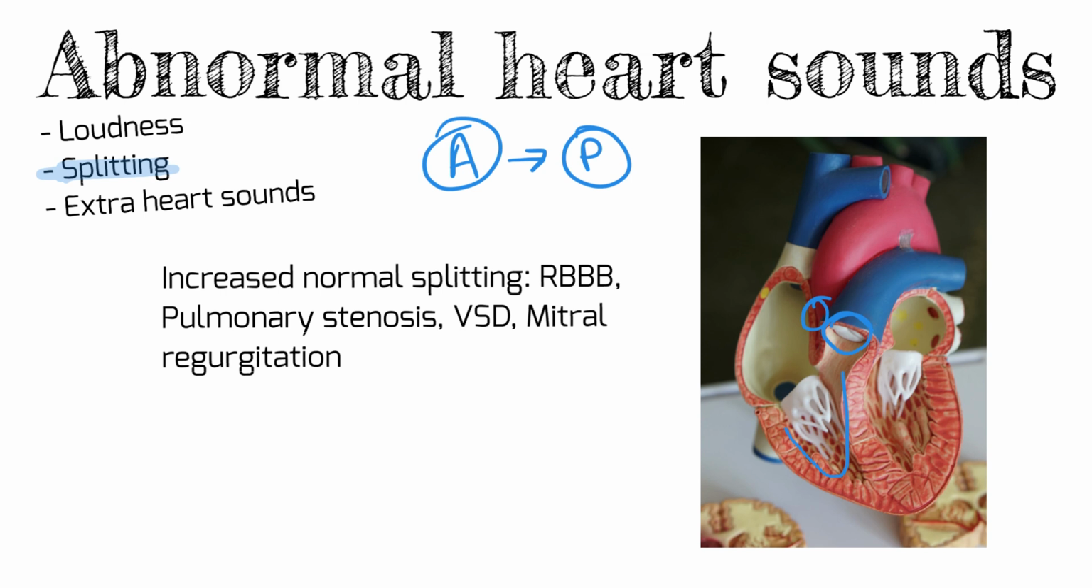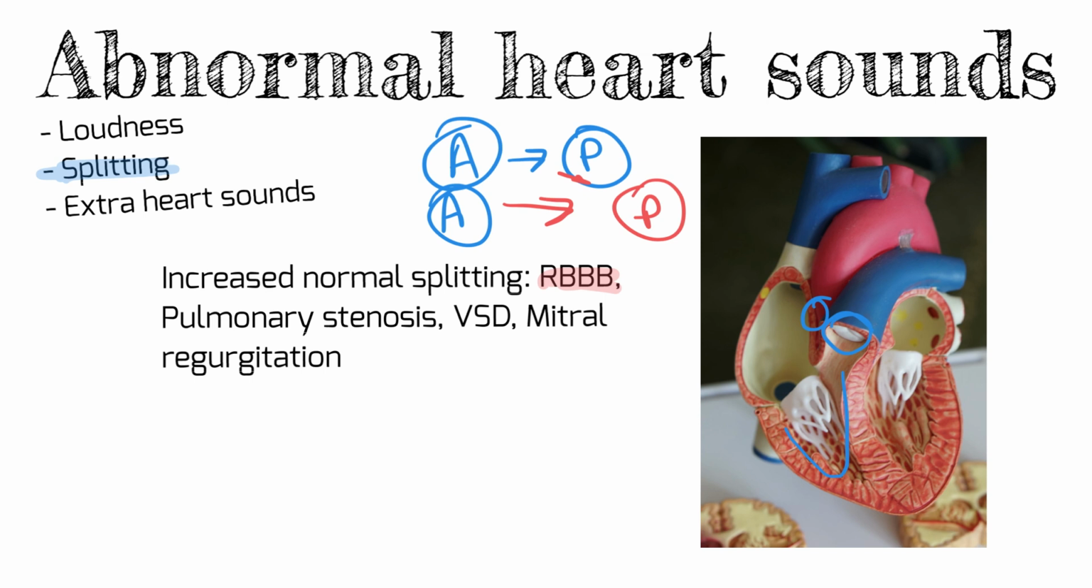Well, the first is a right bundle branch block, and this makes sense because of what happens in a right bundle branch block. You have decreased conduction to the right ventricle, which means the right ventricle is going to contract a bit later, which means that the pulmonary valve is going to close even later. So instead of being over here, it's going to be over here now because of the right bundle branch block. So there'll be an increased split.